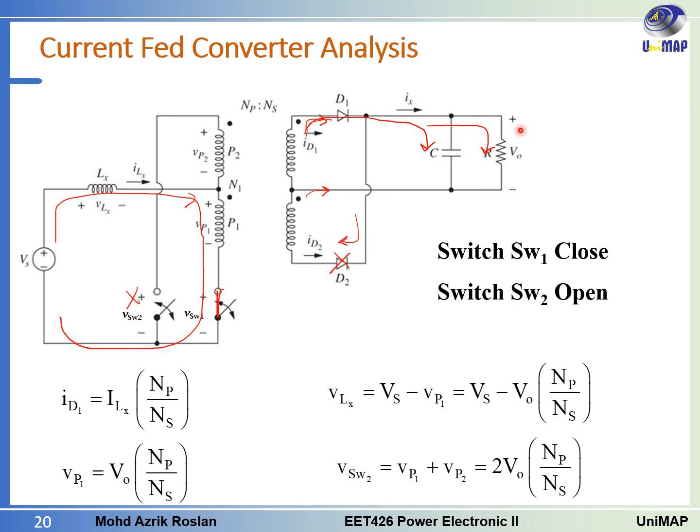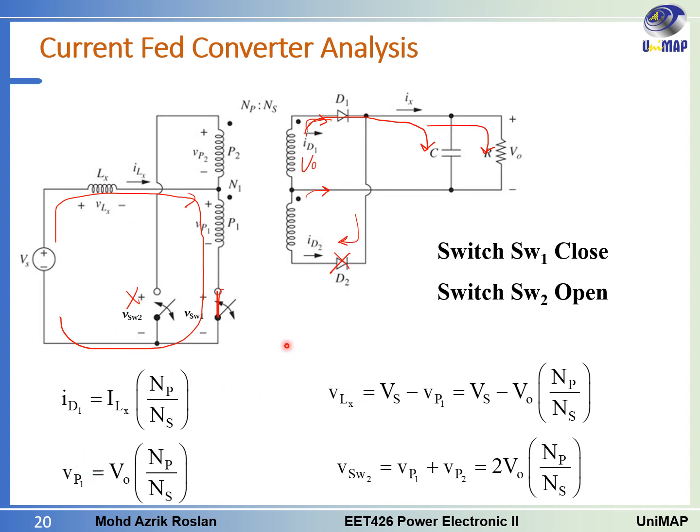You know that when this one conducts, it will be a short circuit here, so the voltage here will be applied to this winding. The voltage will be directly connected to here, so the voltage occurring at this point will be V out. This will be translated to the primary with this equation: VP equals V out multiplied by NP over NS. So this is the voltage at primary one.